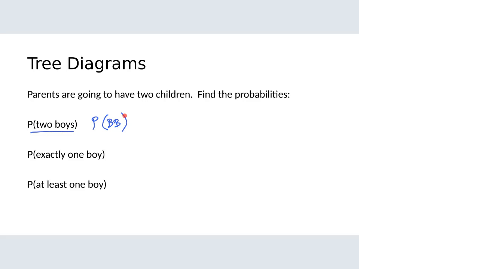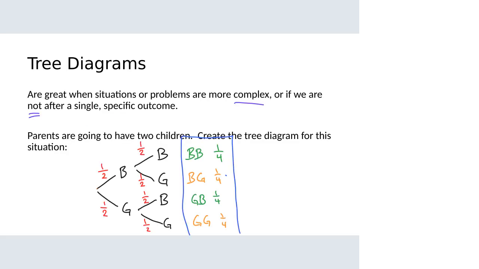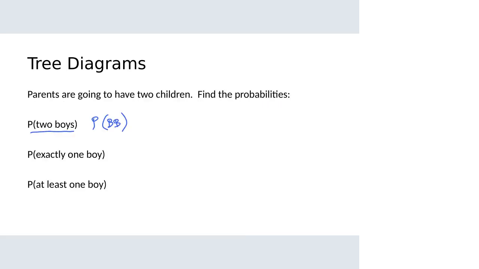So the probability of getting 2 boys. We go back and look at our sample space, and we see that this is the only place where there's 2 boys. And so the probability of getting 2 boys is 1/4. So the probability of getting boy followed by boy is 1/4.